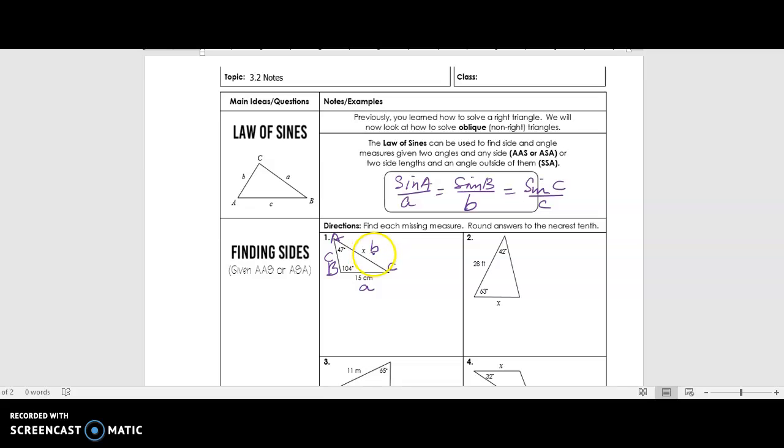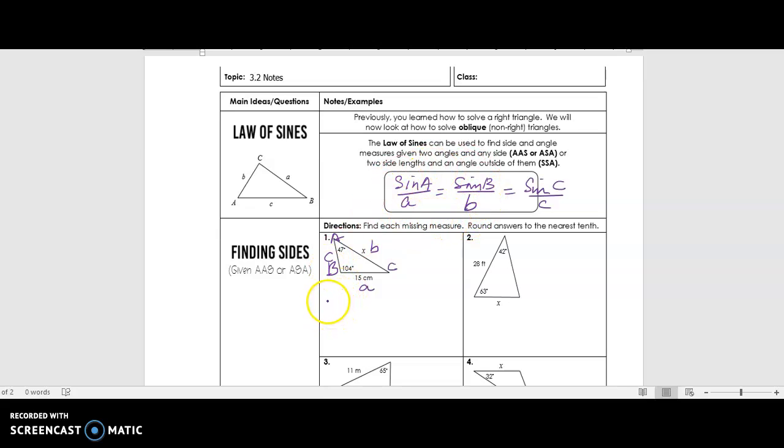Since the unknown is b, we have to involve that, so sine B over b. And the other two knowns are 47 degrees and its opposite side, 15, so we should involve that. There is no information about angle C or the measure c, so we'll use sine B over b, just this part.